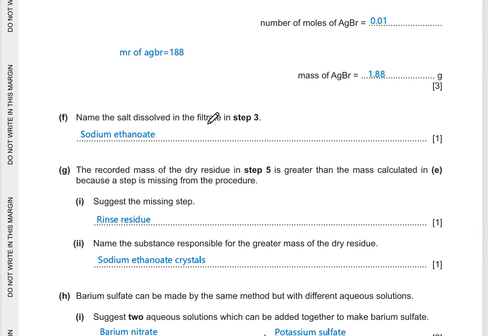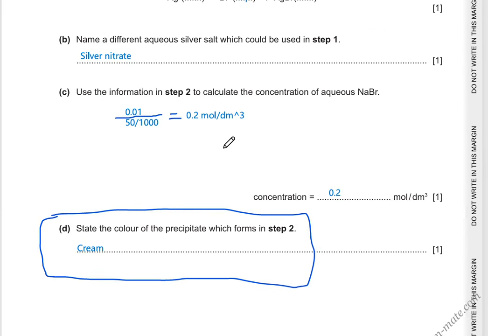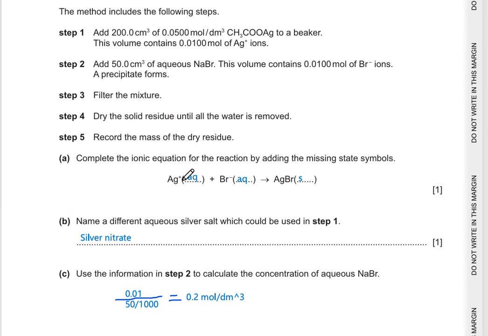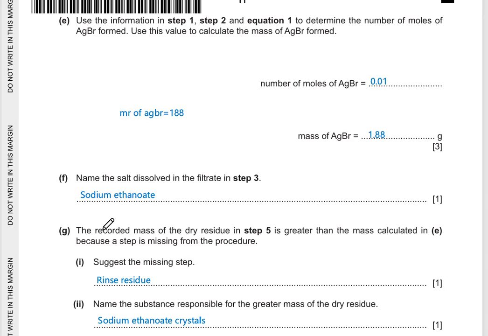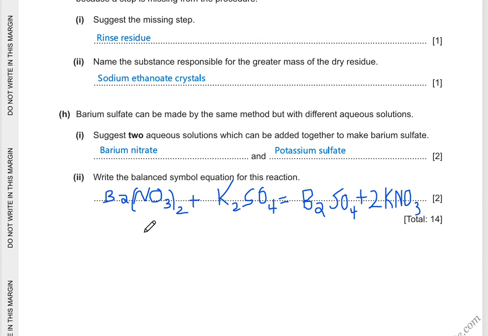Name the salt dissolved in the filtrate in step 3. You should have an understanding that the ionic equation doesn't show all the compounds that are made, it just shows the important one, the main one, which is silver bromide here, and forgets sodium ethanoate. And separation techniques, that's an important part.